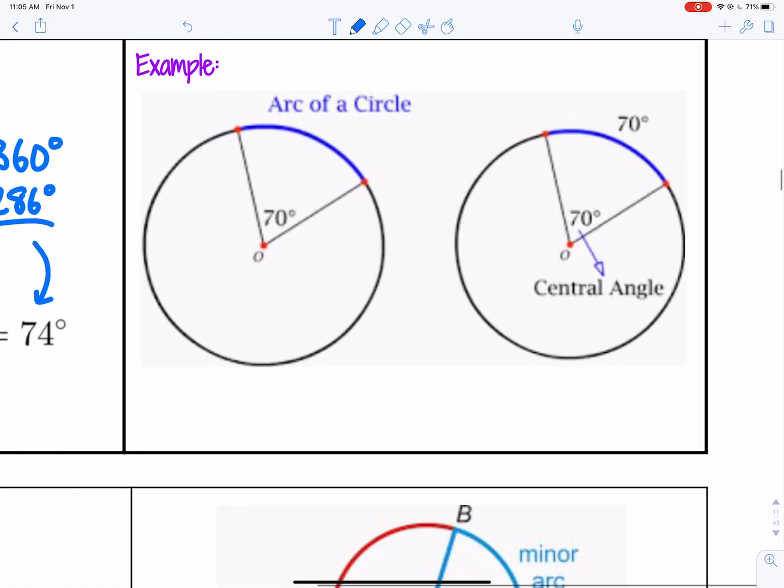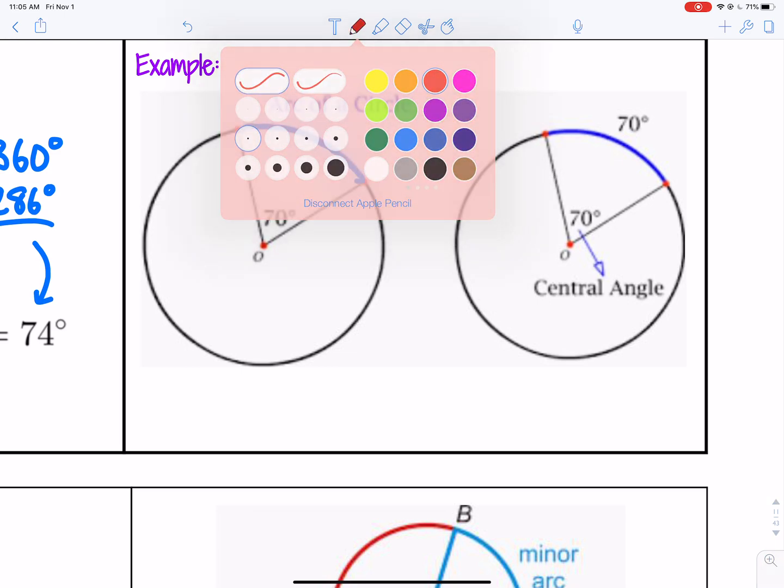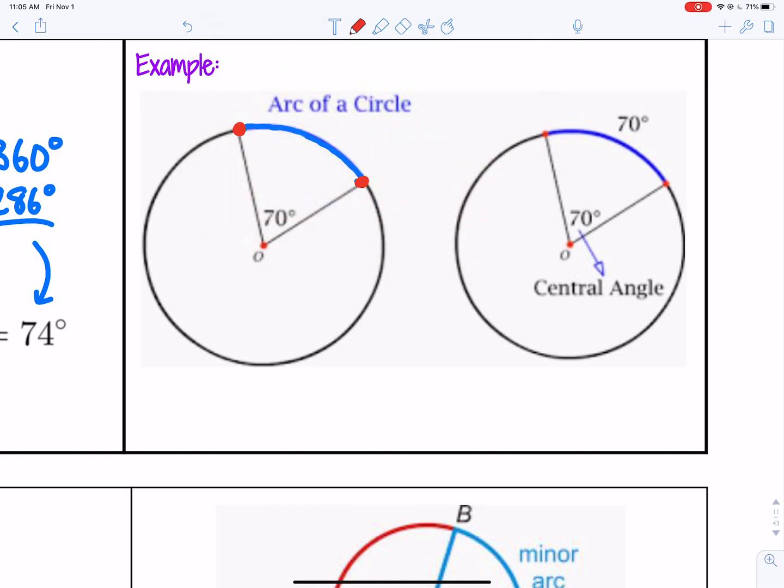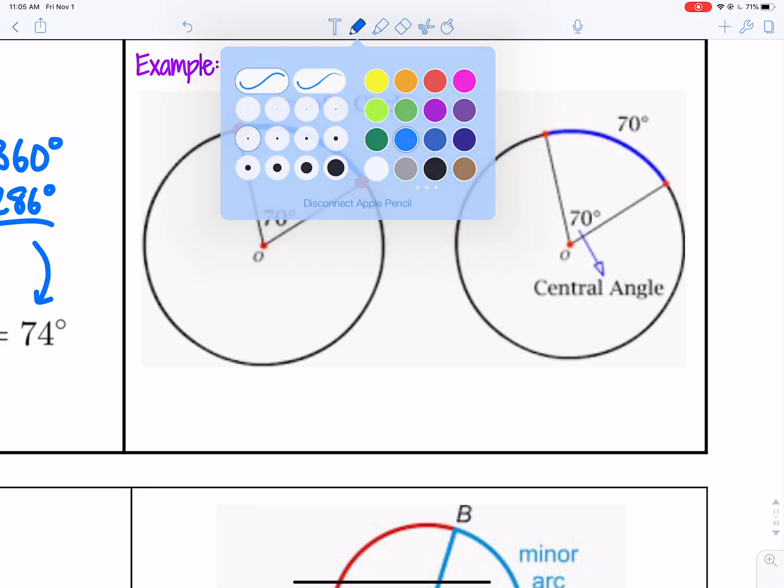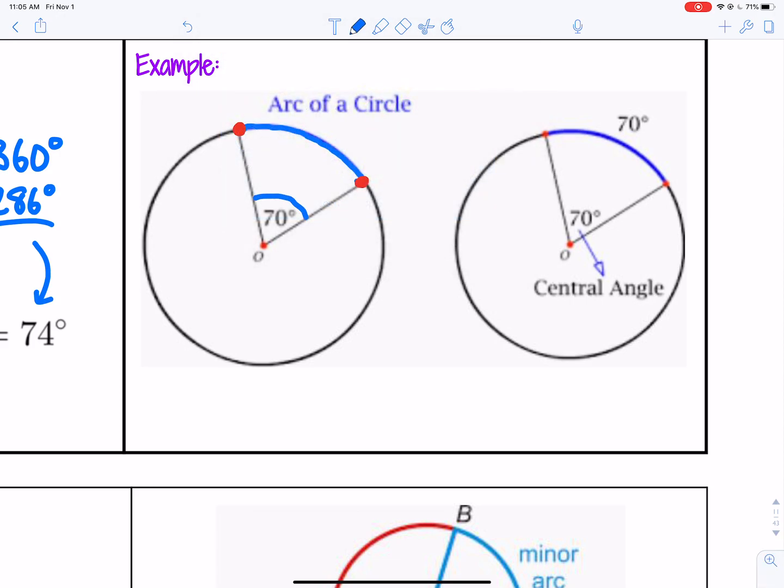The next one says, this is an example of an arc of a circle. So the arc is like your pizza crust. It's just the edge of the circle, and it's usually just a portion of that edge. So it's like a portion of your circumference. And then the central angle is the one that's sitting right there in the middle, the 70 degrees, that angle that sits in the middle of the circle. So there's some nice vocabulary right there. So it's reiterated in the next picture.